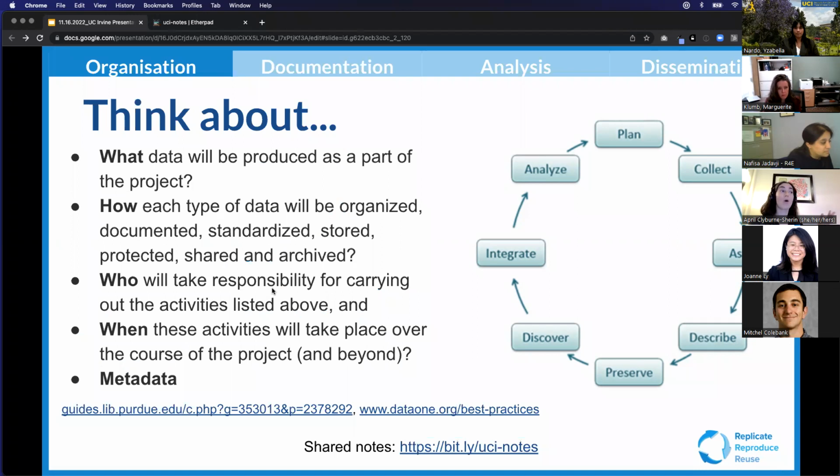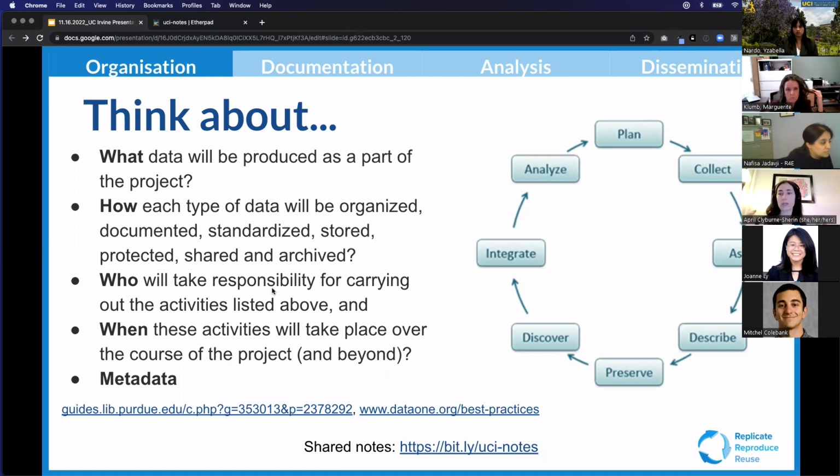You want to think about what you're producing as part of the project, and then think about the different types of data and how they will be organized, how they'll be documented, what standards exist, and will you be adopting those standards? Where will things be stored? How will your access to the data be protected and controlled? And also the flip side of that, how and what will be shared, and then beyond the life of the research project itself, how will it be archived and preserved?